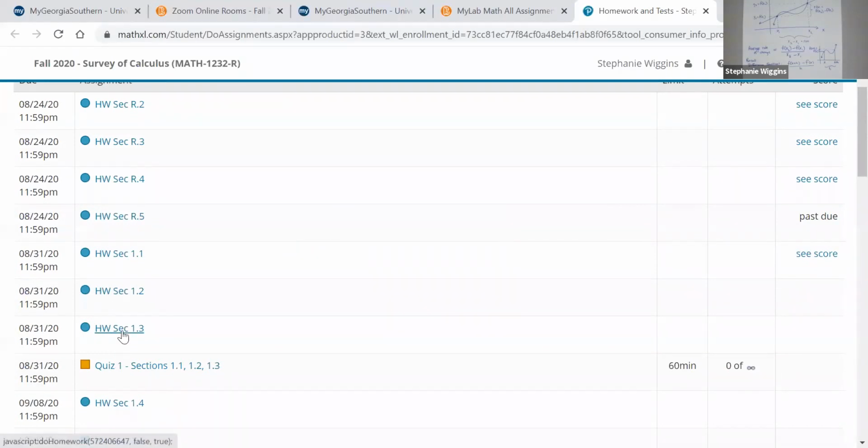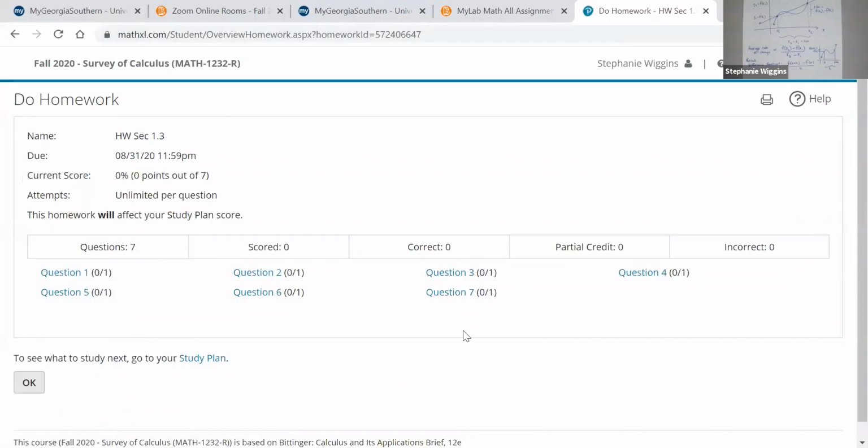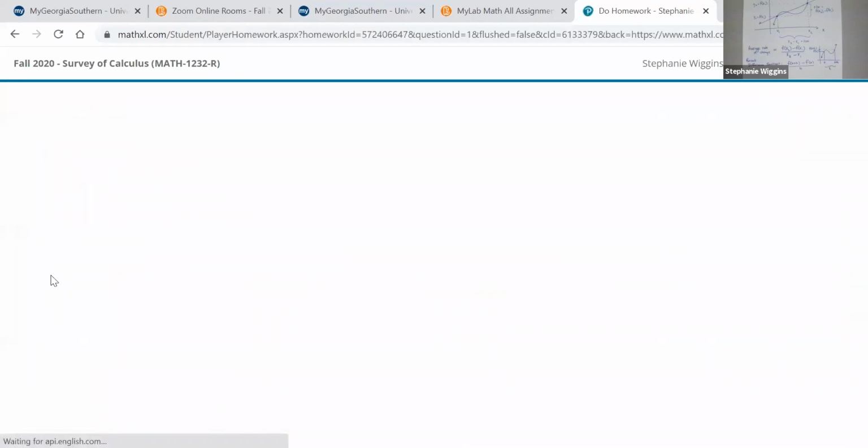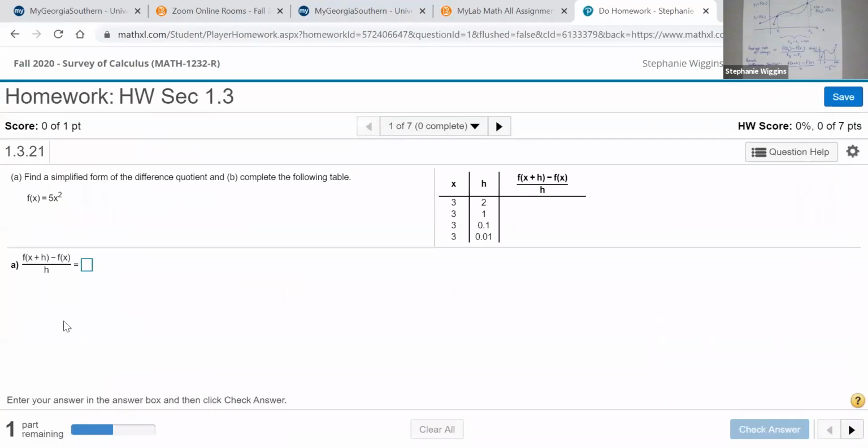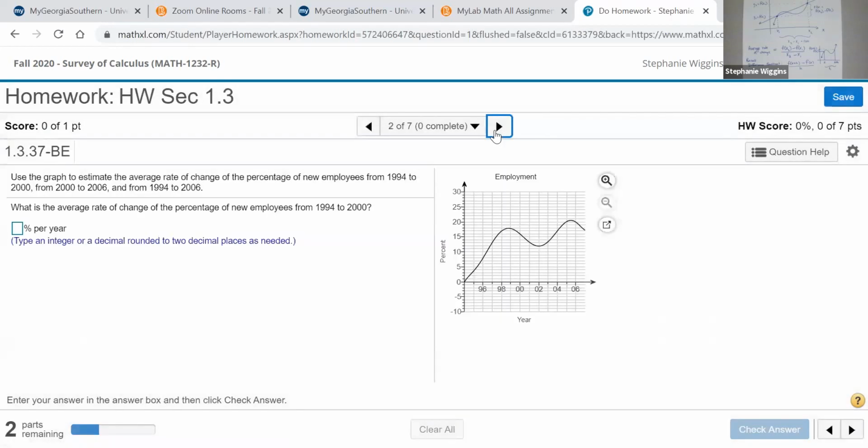So here we are in section 1.3. You'll notice there are only 7 problems. Here you recognize the difference quotient, and there's a table of values. All you're going to do is plug in x, plug in h into your function, into the difference quotient, and then you're going to calculate those values and enter them in. So that's just a plug and chug sort of thing. Let's take a look at this problem for a moment. This is a really good example.